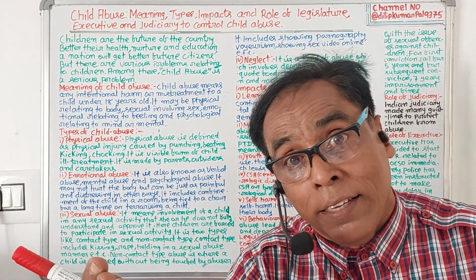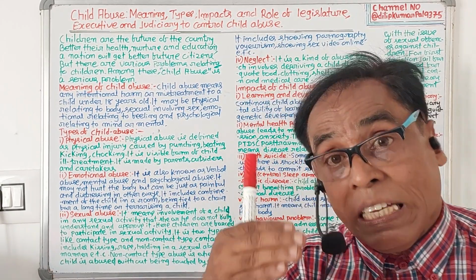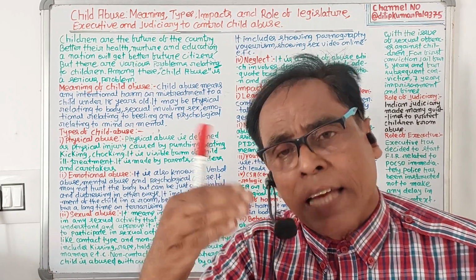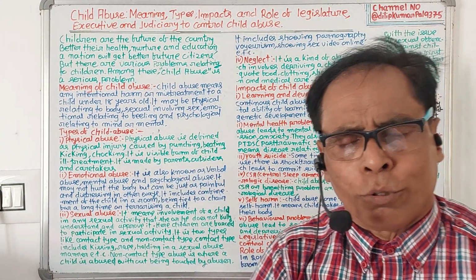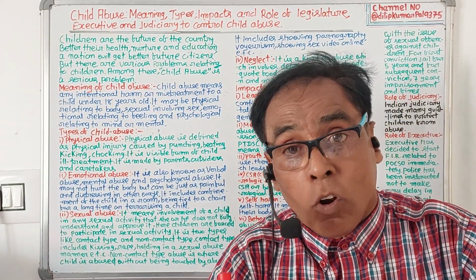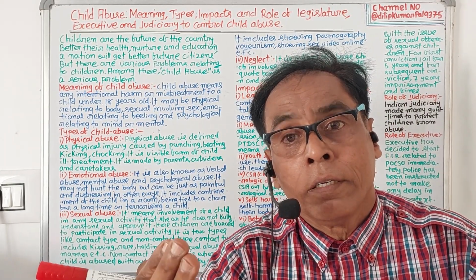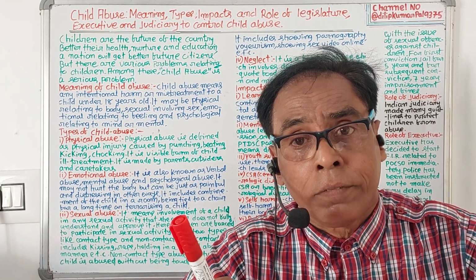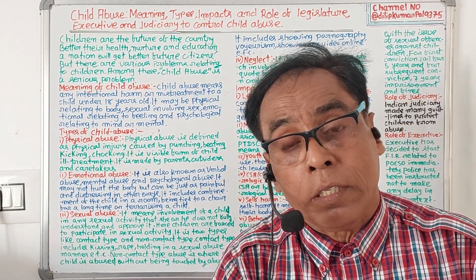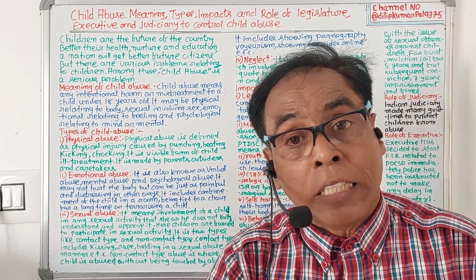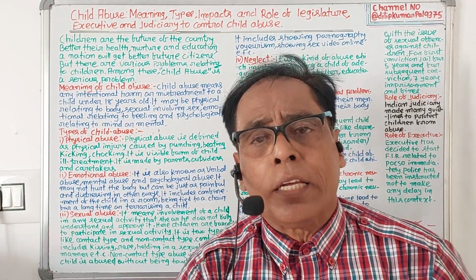So child abuse means if there is intentional harm or mistreatment to a child below the age of 18 years. The abuse may be physical relating to their body, emotional relating to their feeling, sexual relating to their sex, psychological relating to their mind or mental. So we are clear about the meaning of child abuse.